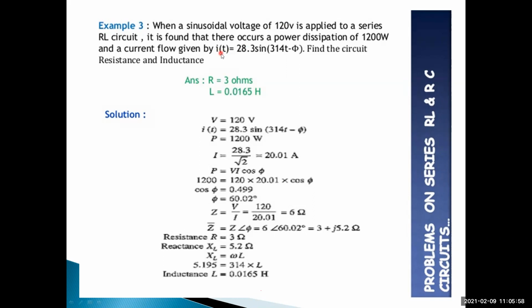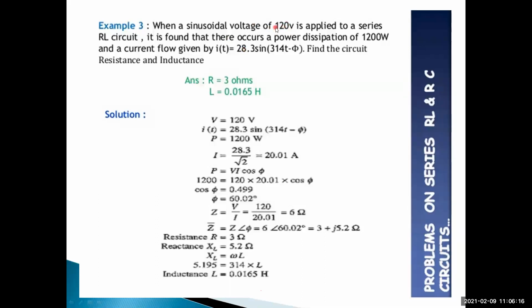But in the current, I of t is equal to Im sin omega t. That's why we are converting the maximum value of current into the RMS value of current. We are not converting voltage. VRMS is equal to Vm by root 2, but here the RMS value is given.